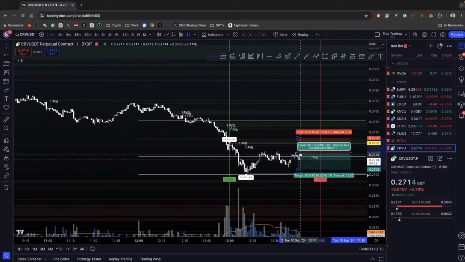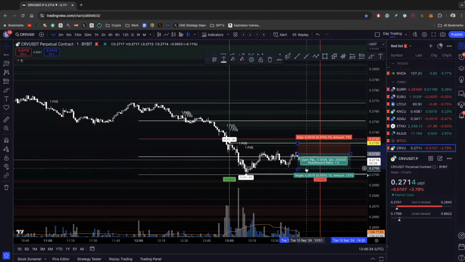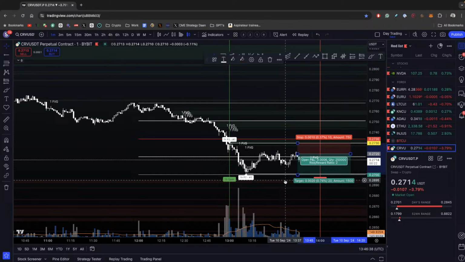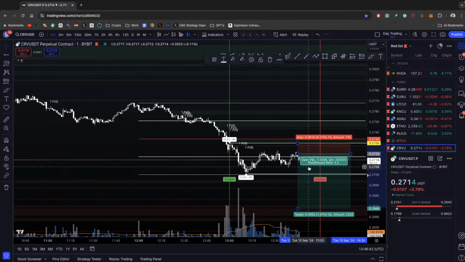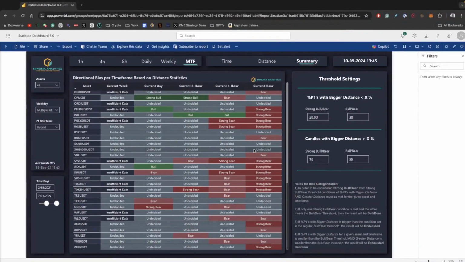Like, what would this be? 0.37, 0.77. I mean, I guess if you're a scalper, it can work, right? With the potential to turn into a 4-hour, 8-hour, daily trade, because stats are on your side.